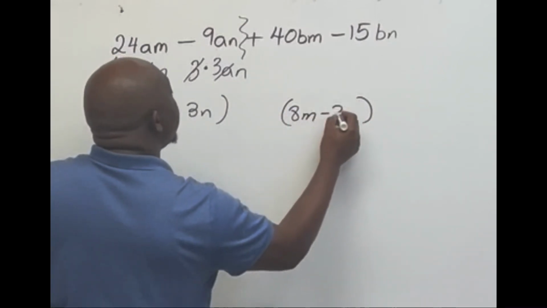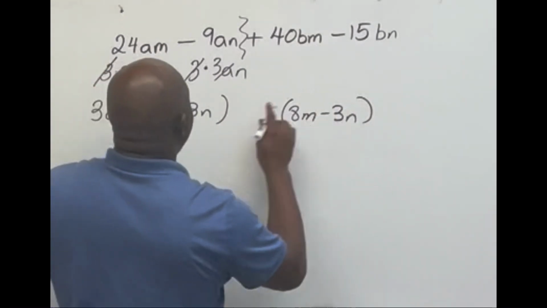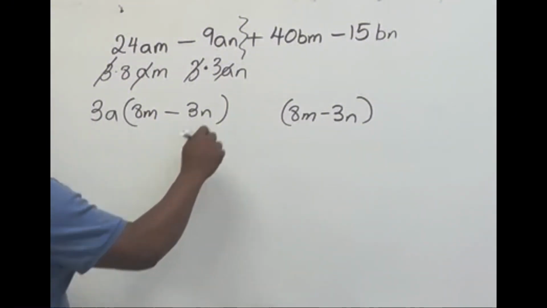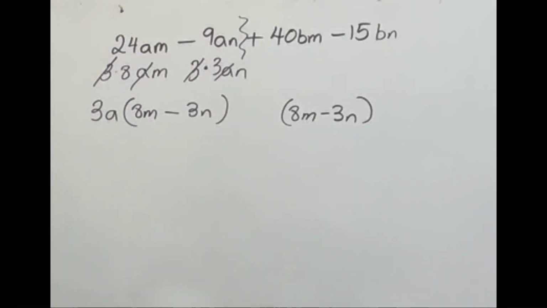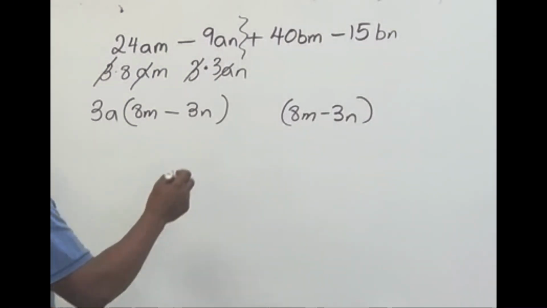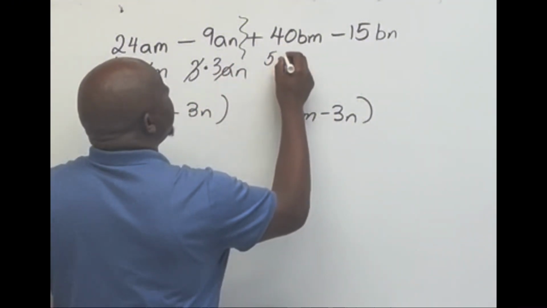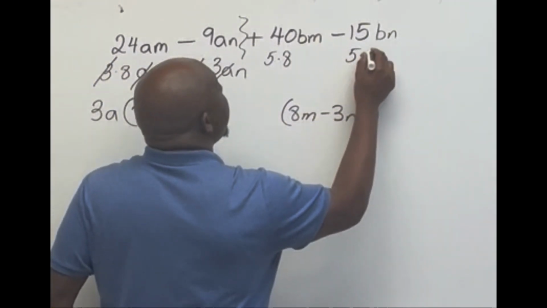8M minus 3N. Plus B, right? But before you say plus B, be careful. Look at 40 again and look at 15 on your factor paper. It's 5. So this is 5 times 8. And this is 5 times 3.